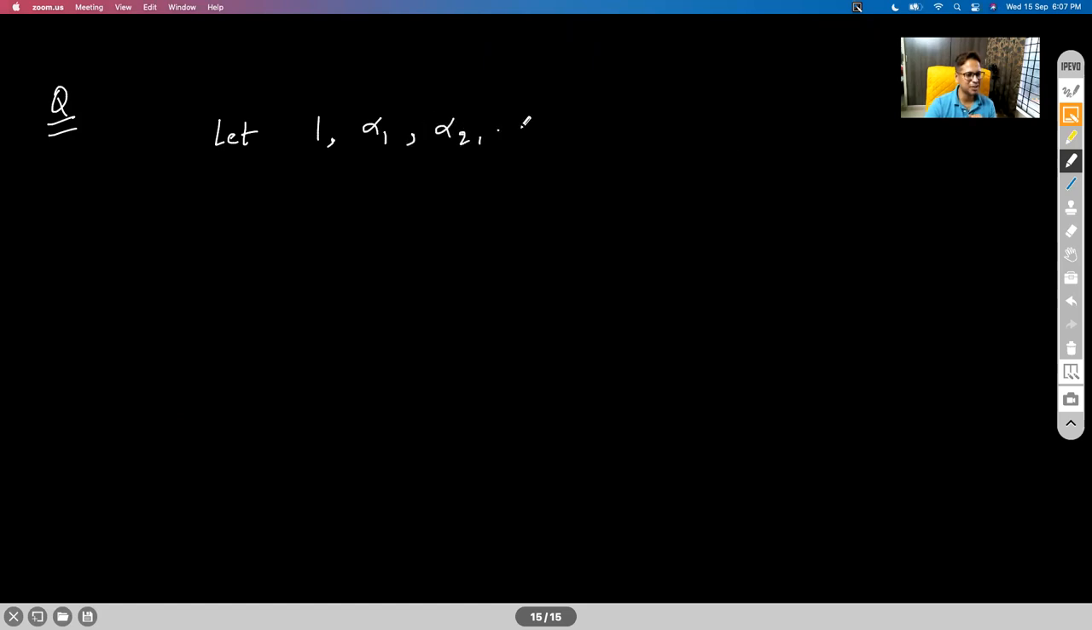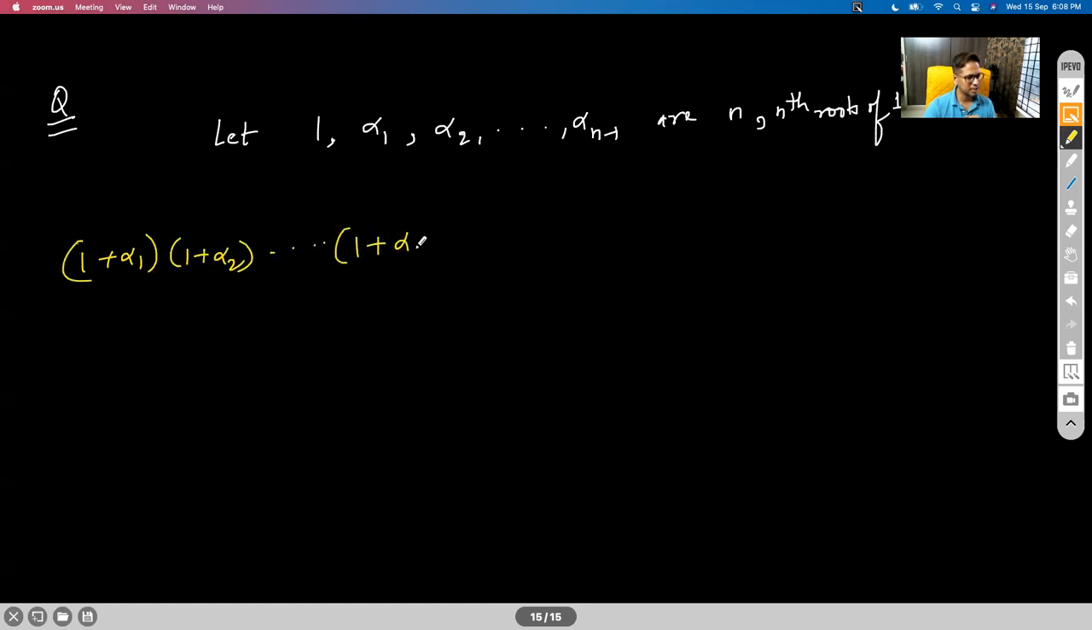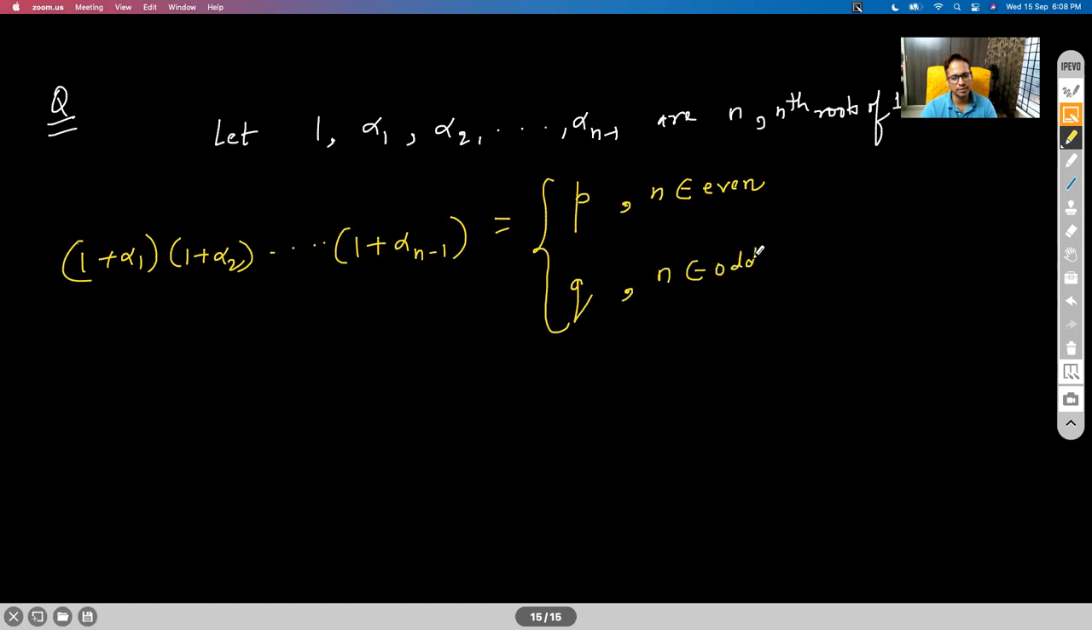Let 1, alpha 1, alpha 2, etc. till alpha n minus 1 be the n nth roots of unity. And let me write it like this: 1 plus alpha 1, 1 plus alpha 2, till 1 plus alpha n minus 1. This expression is P when n is even, and this expression is Q when n is odd. Find P and Q.